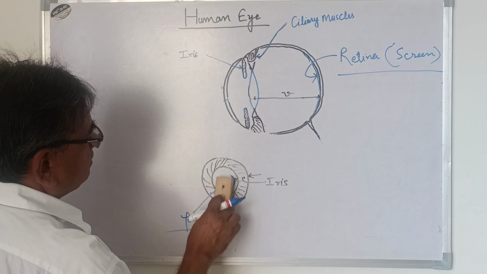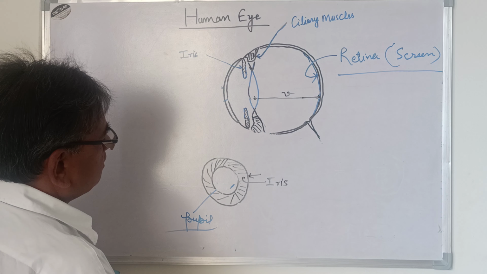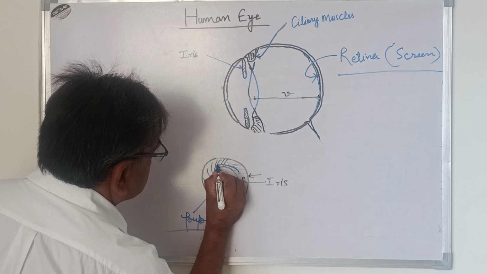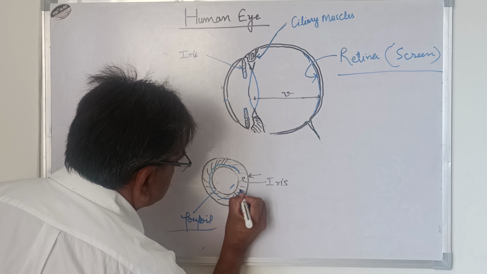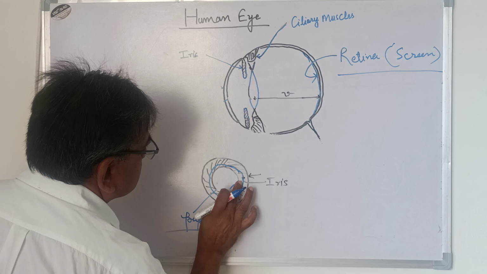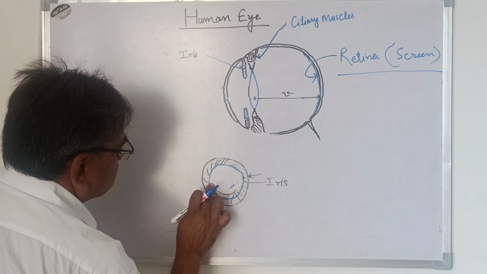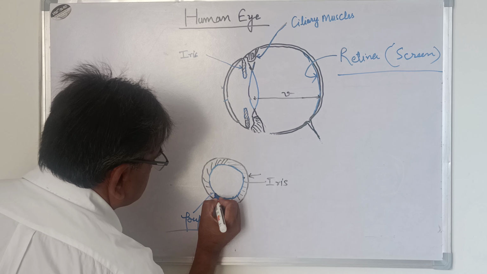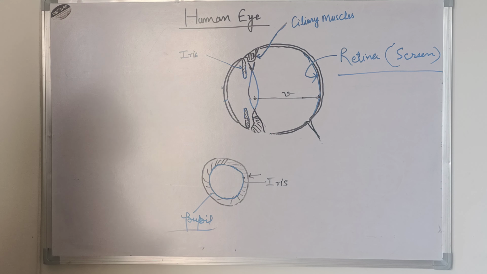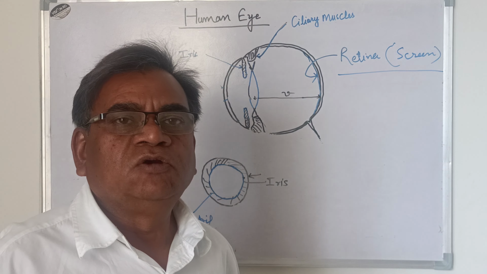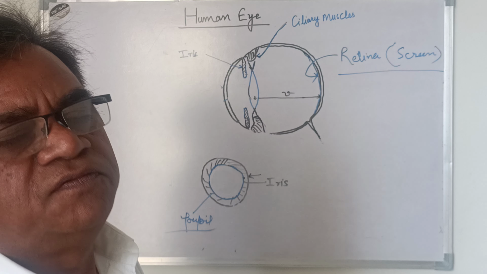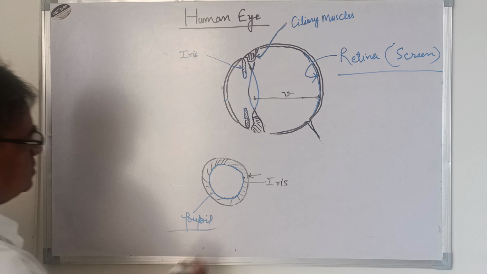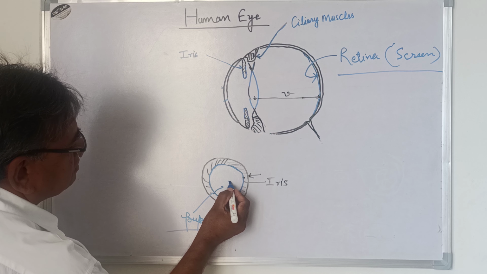Sometimes when we see in dim light, what happens? ये आयरिस जो है अपने को छोटी कर लेती है, तो इतनी ओपनिंग हो जाती है, ये this wide opening. So in dim light, we need a great amount of light to enter my eye. So this black thing, this pupil, seems enlarged.